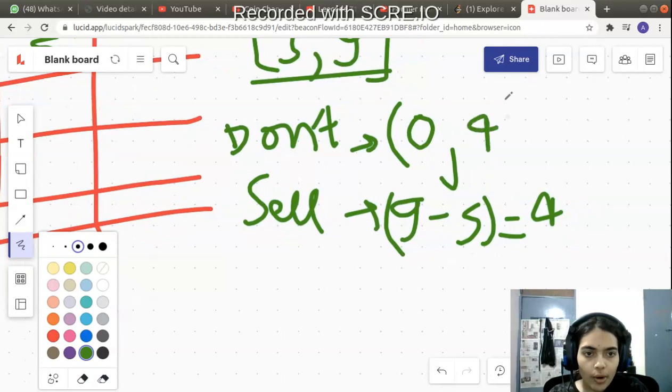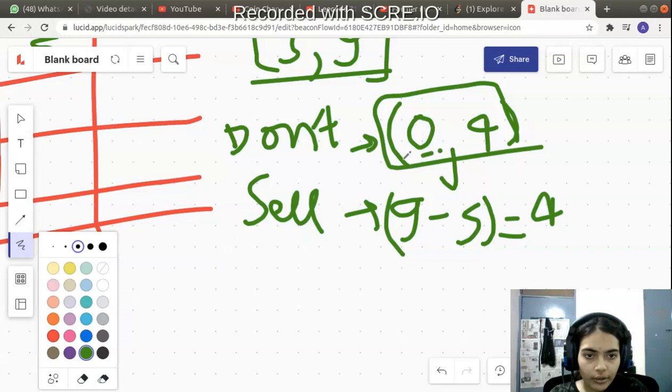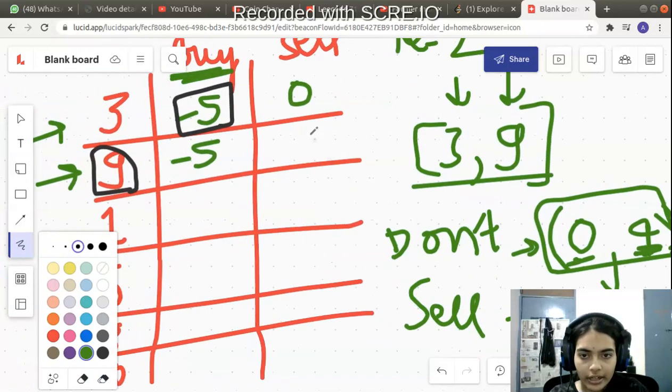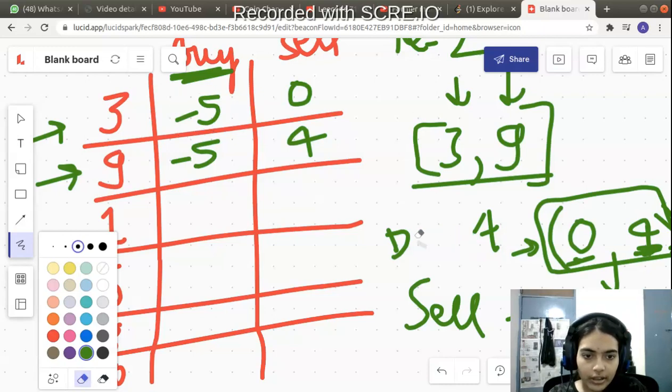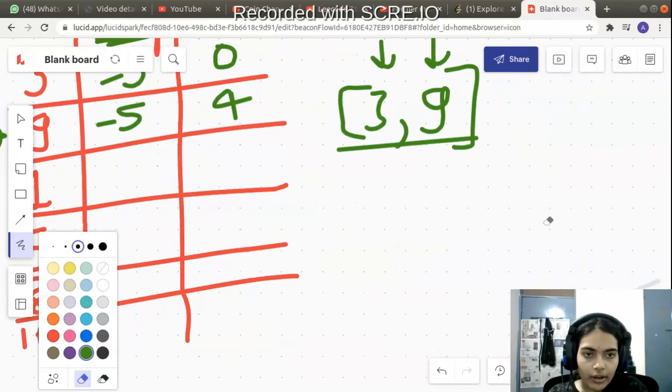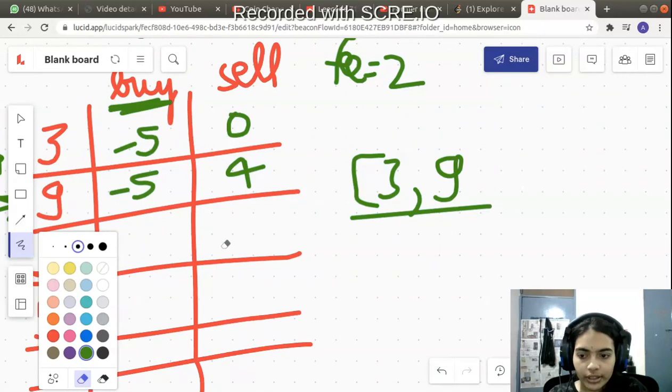So now you have two options for day 2. What are the two options? Either you don't do anything, or you sell the stock. So 0 comma 4, which is maximum? 4 is maximum. So you will sell the stock. You will buy the stock and sell the stock if you have only these 2 days in consideration. So I will write 4 here. Okay, now let me go to the third column. Let me erase all this so that we make some space, and then we'll go to the third column.